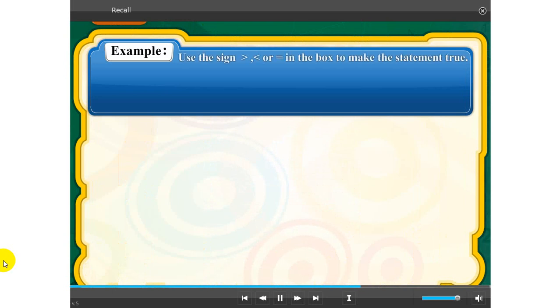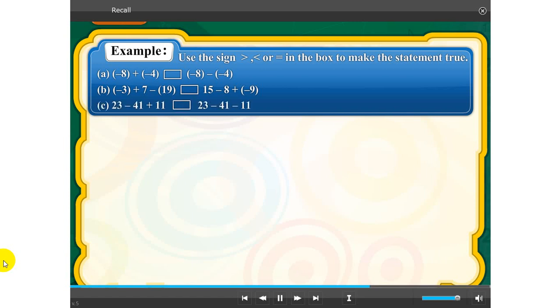Example. Use the sign more, less, or equals to in the box to make the statement true. A. Negative 8 plus negative 4, box, negative 8 minus negative 4. B. Negative 3 plus 7 minus 19, box, 15 minus 8 plus negative 9. C. 23 minus 41 plus 11, box, 23 minus 41 minus 11.